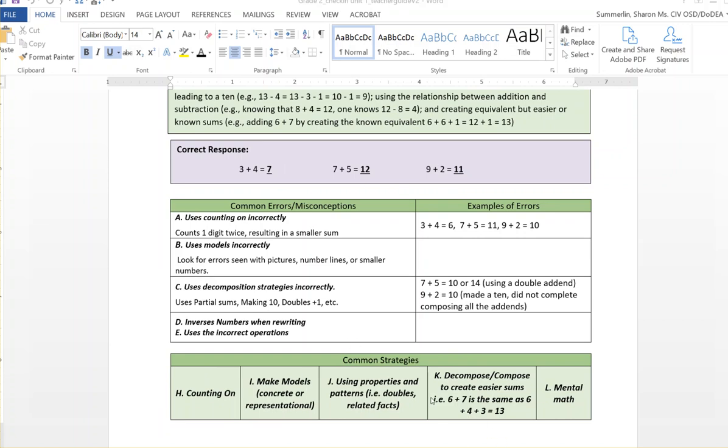That's okay. We're looking for patterns and structures. If our students are all using their fingers and counting on, we want them to start using those concrete or representational models. If they're using those, we want them to use properties or decomposition strategies. And once they've got those down, we want them to use mental math. So it's kind of like a progression of strategies.